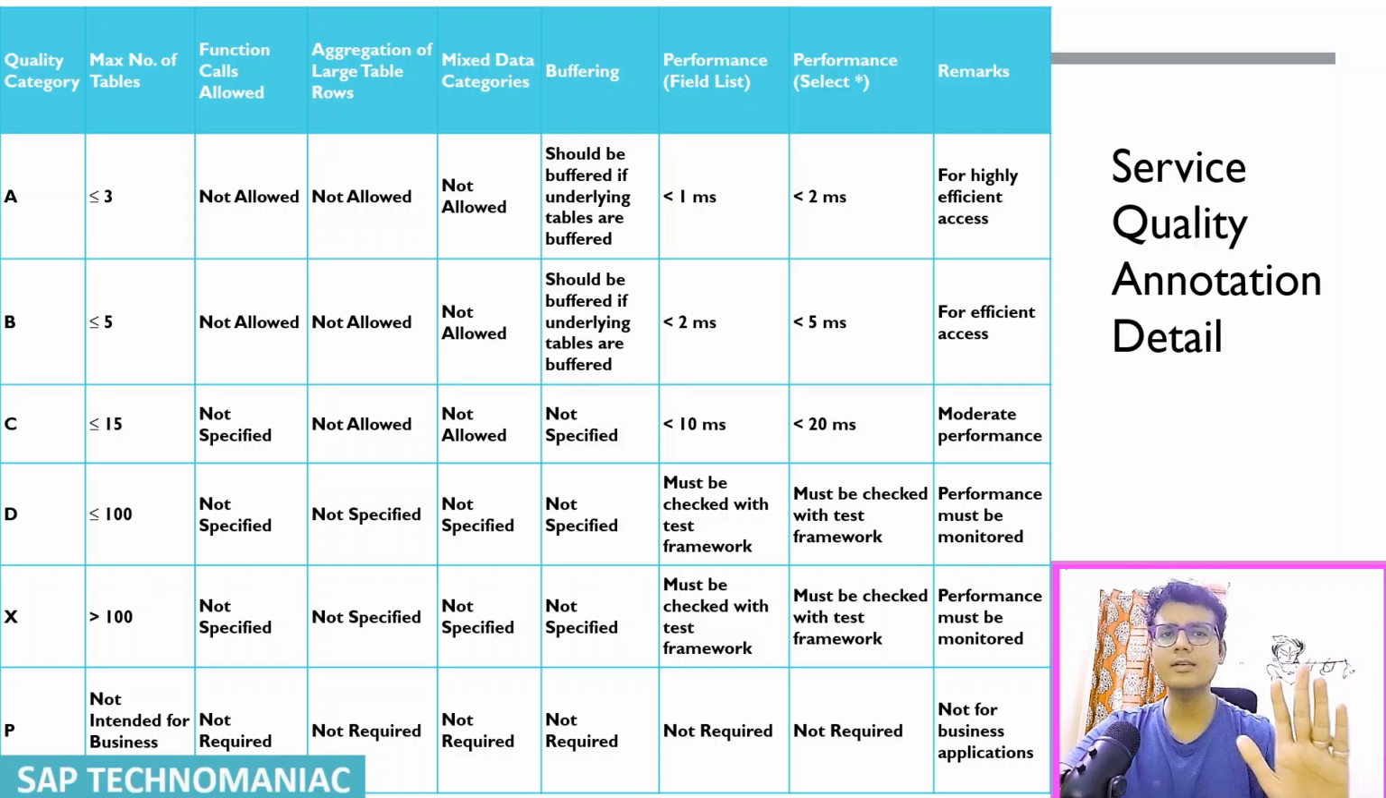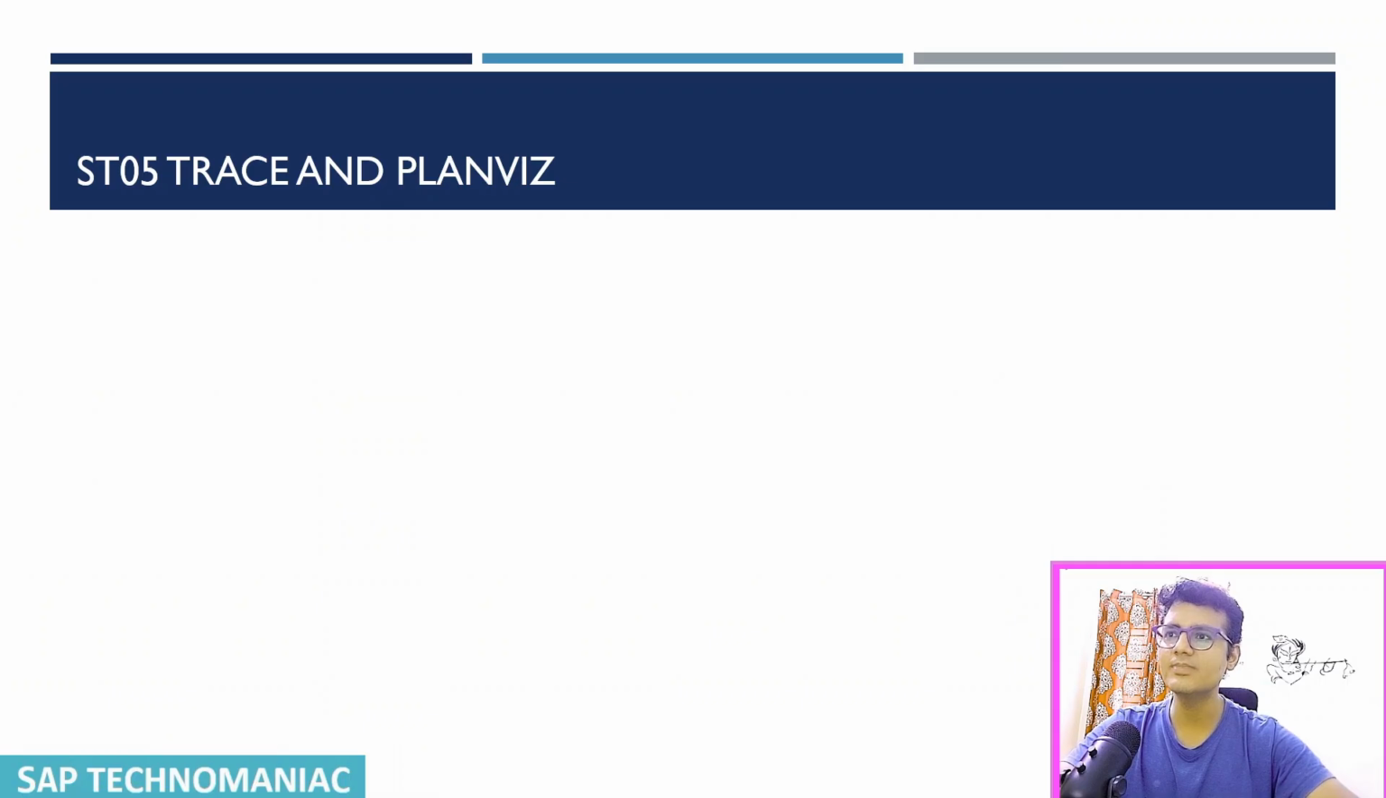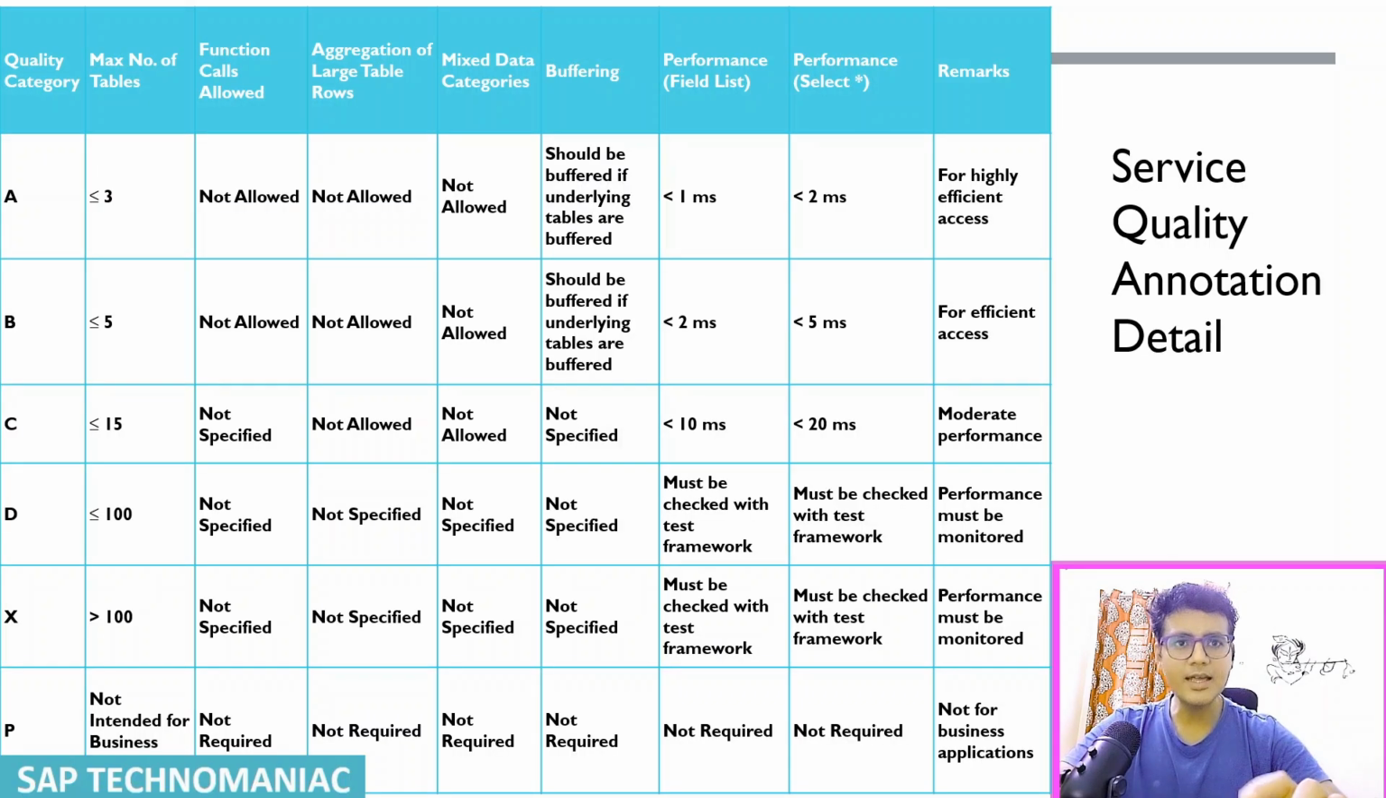You will never have any CDS with more than 100 tables, I'm sure, as of now in my real-time scenarios. So this A to D is more than enough for us. I forgot to add one data category column, which I will explain further when we go to the F1 help. This plan, again with the ST05 trace, I will show you in the system. Whatever we discuss in the theory part, I will try to show in the system as well.